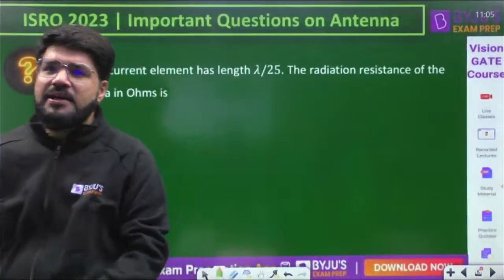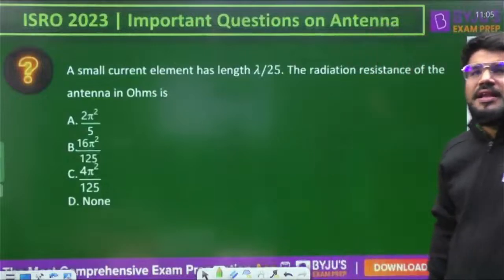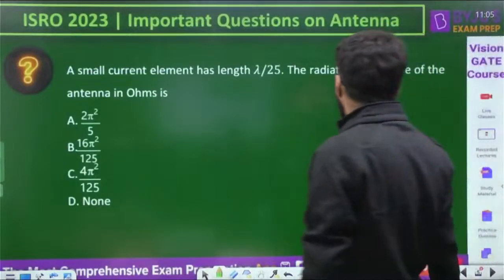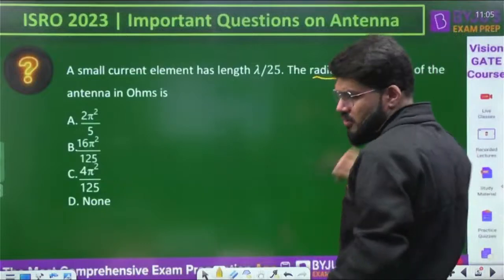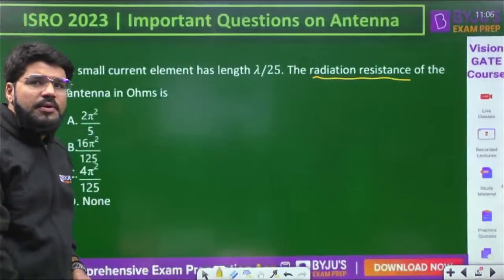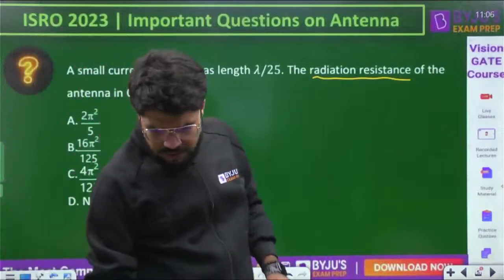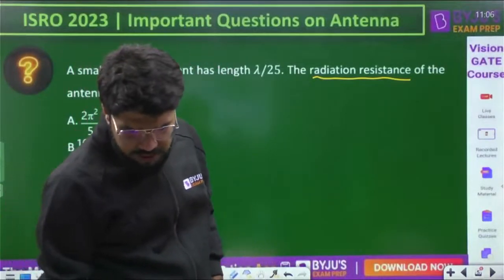And now let's get moving ahead with the first question for the day. A small current element has the length lambda by 25, find the radiation resistance. The first important category of question that comes up from antenna is the radiation resistance, a very much expected type. Okay, good morning all, keep joining, keep sharing the session.